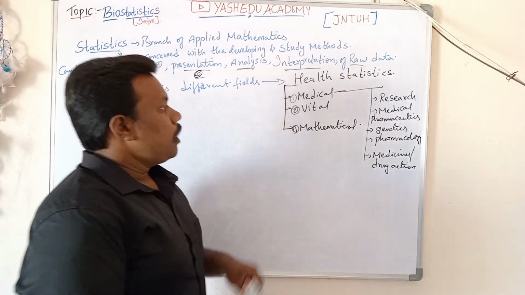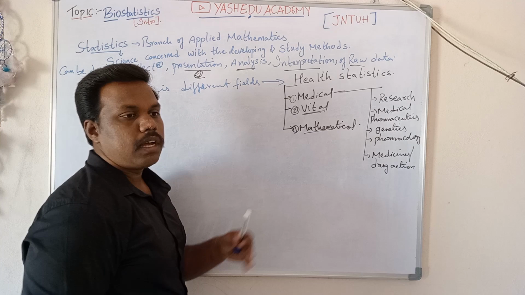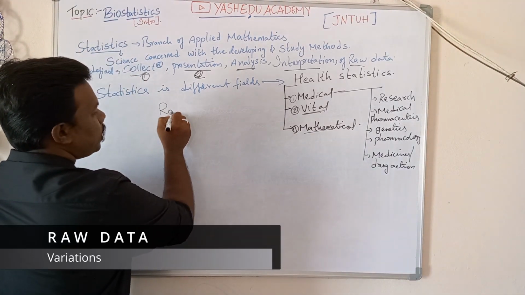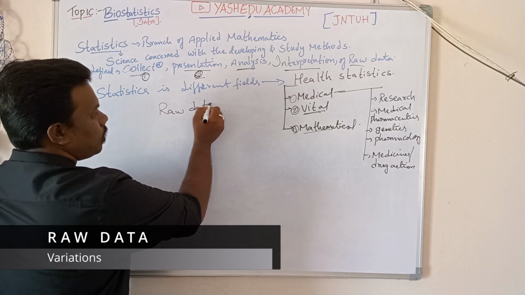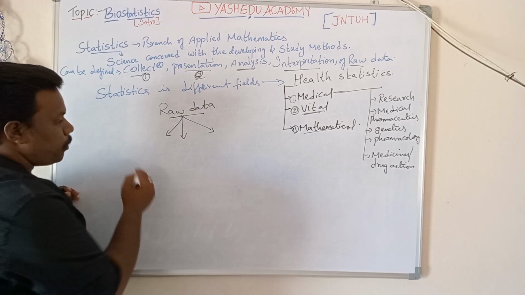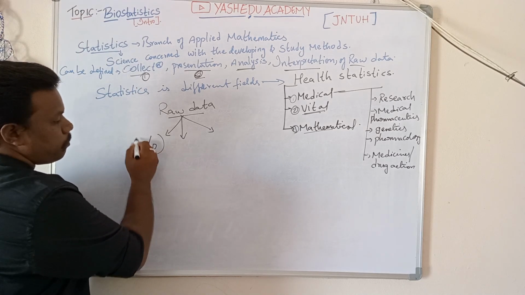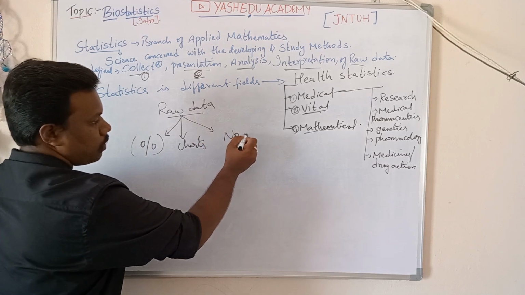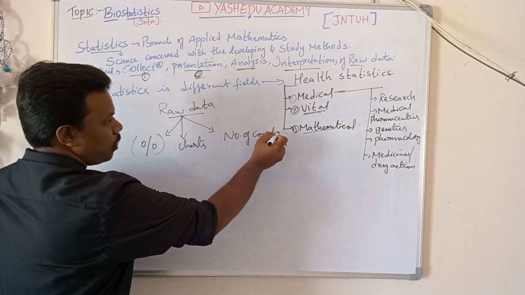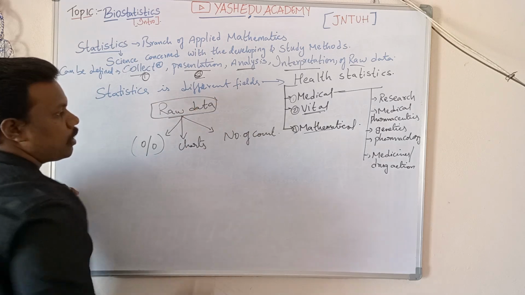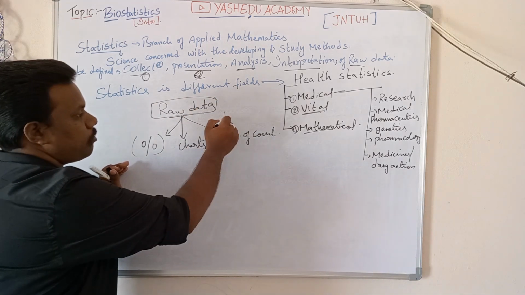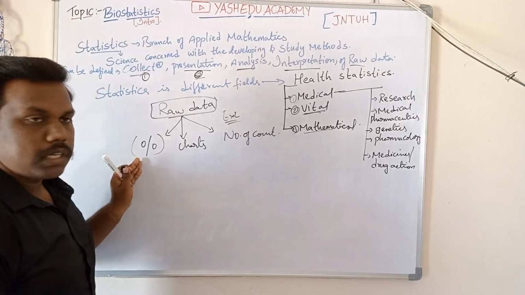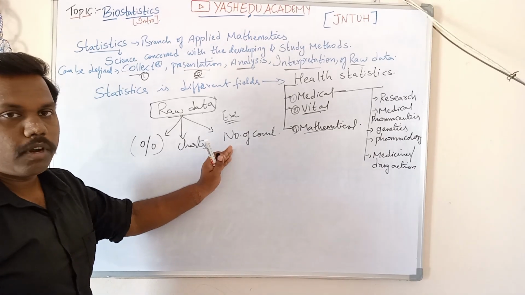Mathematical means the count. Raw data can be available in different ways: one in percentage, one in charts, and one in number of count. For example, raw data may be available in percentage, chart or number of count.